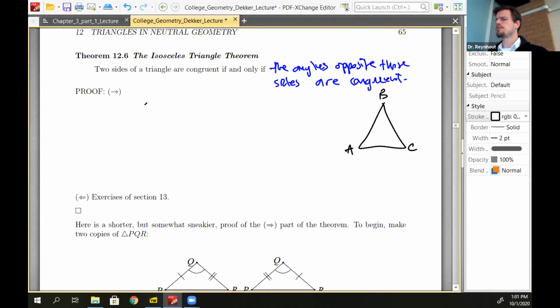All right, so the proof of this is a two-column proof. And of course, this should be a double arrow. So to prove the forward direction, we're going to assume that two sides of the triangle are congruent. So the first thing to do is make our assumption. Let's assume that AB is congruent to, we'll call it CB. And that's simply given.